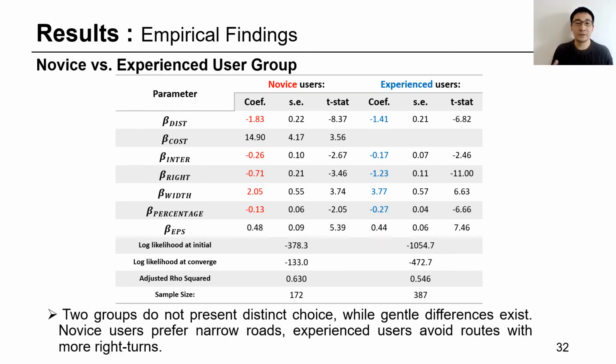Checking the modeling results of novice user group and experienced user group, the comparison between these two groups didn't show large difference of their route behavior when using Hummer, while some gentle differences did exist. For example, the novice user group they tried to avoid routes with longer distance or routes with more intersection numbers. On the other side, the experienced user group they tried to avoid the routes with more right turn numbers, and they tried to drive on routes with larger road widths.